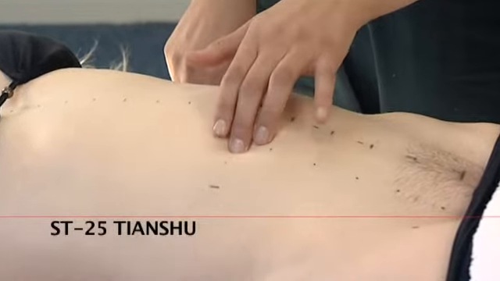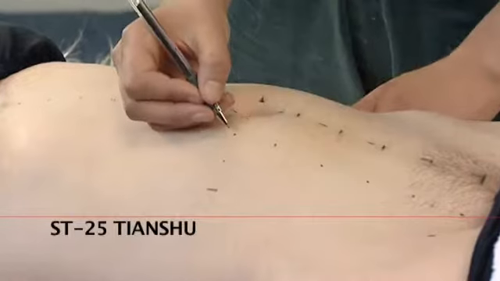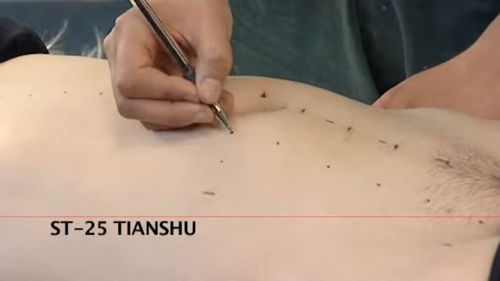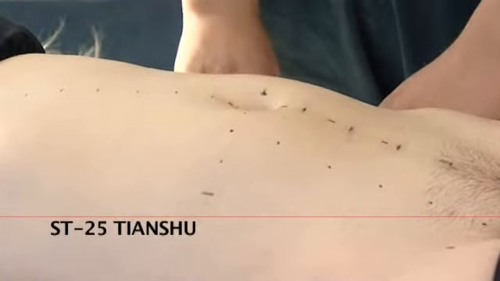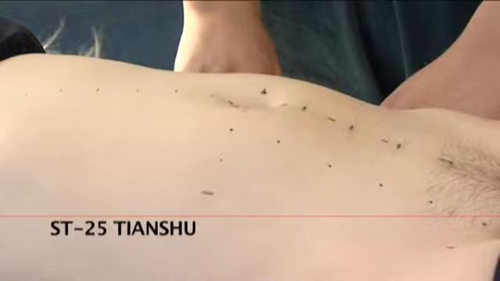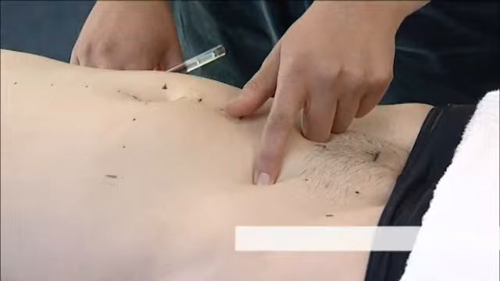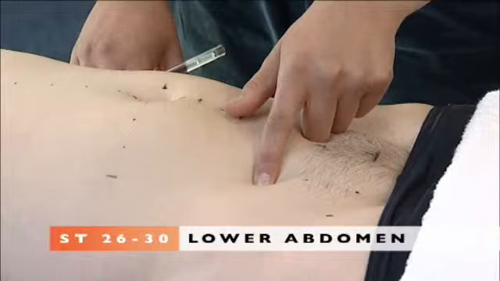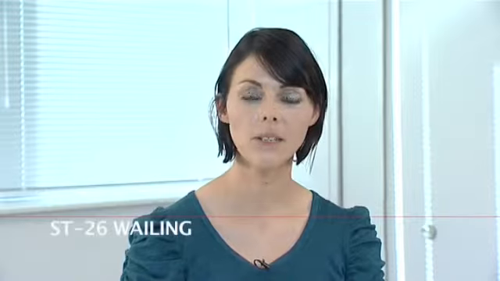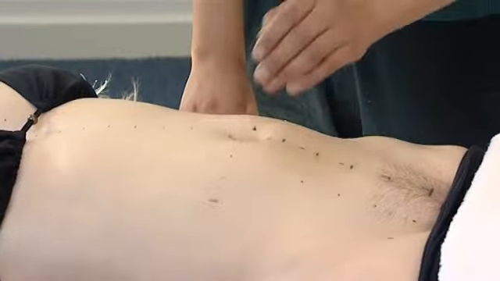Stomach 25 is 2 cun lateral to the midline at the centre of the umbilicus. Stomach 26 is on the lower abdomen, level with Ren 7, which is 4 cun superior to the pubic bone, 2 cun lateral to the midline.